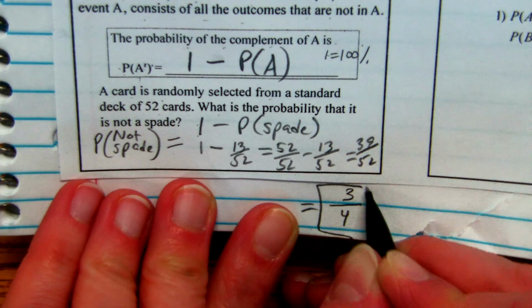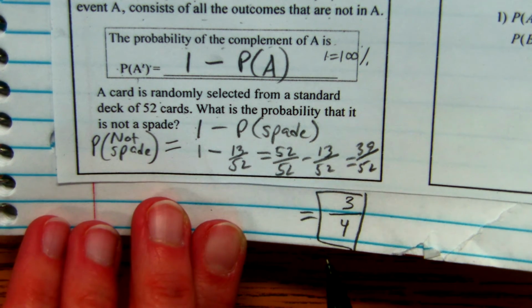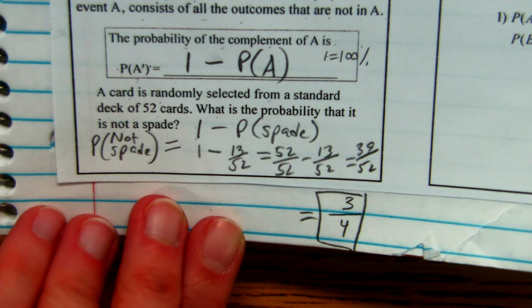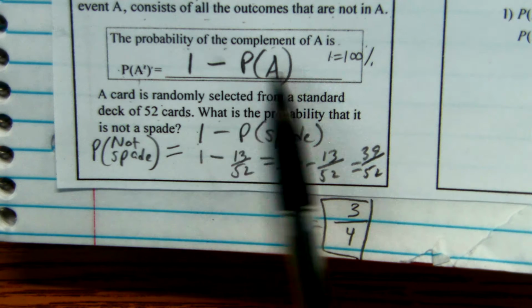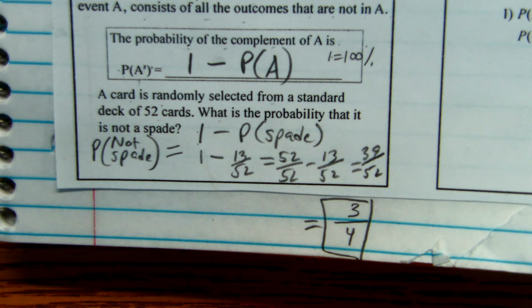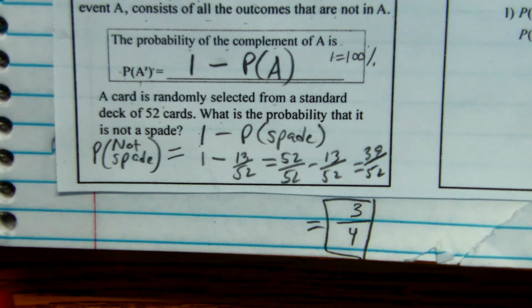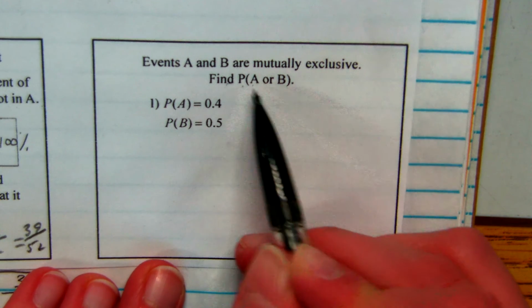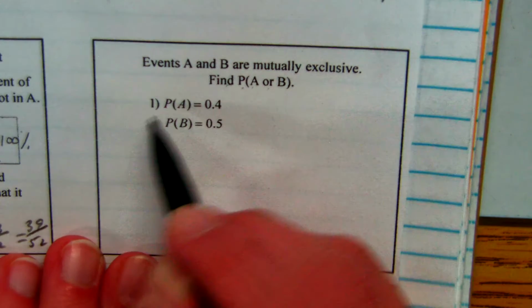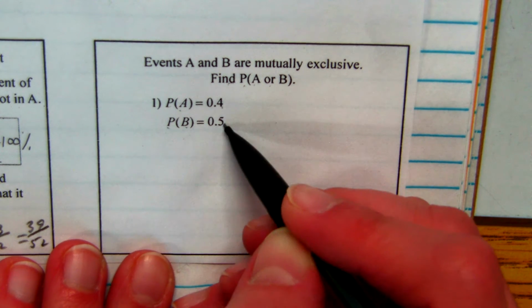For this particular example, I probably would have just figured out how many cards were not spades to start with. But sometimes if you are given a percentage or a decimal, that's where this comes in a little bit more handy. And so there's an example of that on the next slide where they don't even give us a story problem. So they say events A and B are mutually exclusive. Find the probability of A or B. So they're just saying the probability of event A happening is 0.4. Probability of B happening is 0.5.